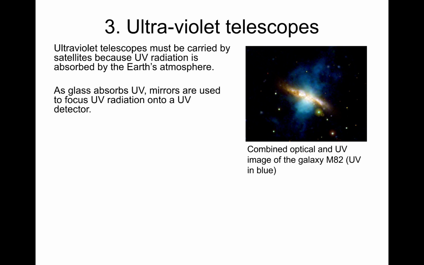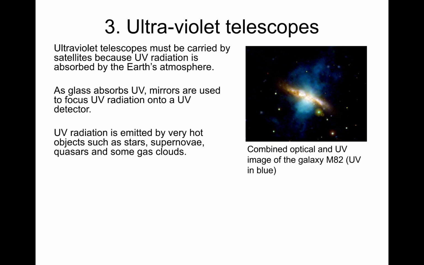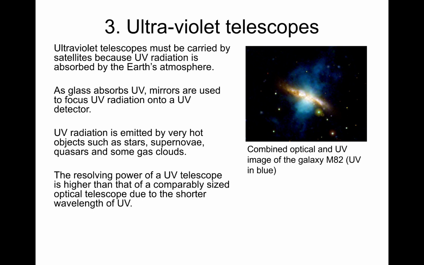So as glass absorbs UV, we must use mirrors to focus UV radiation onto a UV detector. And UV radiation is emitted by very hot objects such as stars, supernova, quasars, which we'll do at a later date, and some gas clouds. Resolving power of the Rayleigh criterion of a UV telescope is higher than that of a comparably sized optical telescope, and that's because the wavelength of ultraviolet is obviously shorter than visible light.